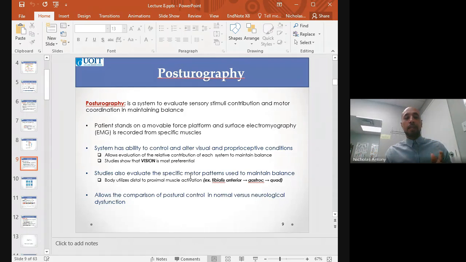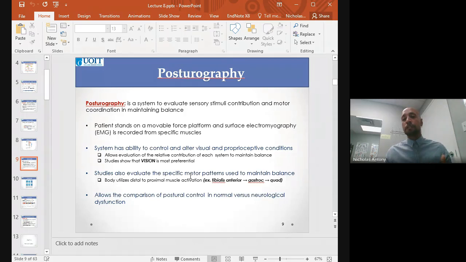You activate them in a distal to proximal activation. So in posturography, you tend to activate your calf muscles, then you start to do your quads, then your hips, and then your back. So that's normal.